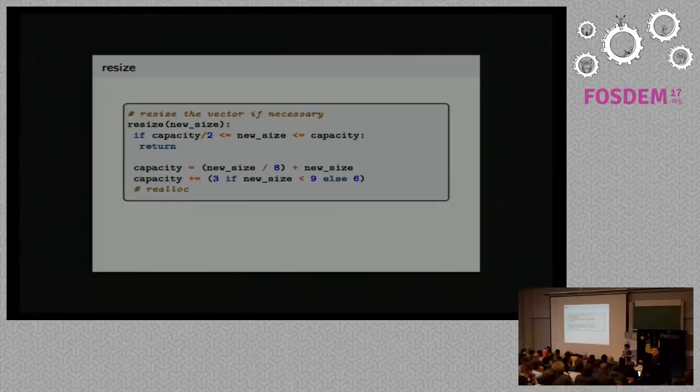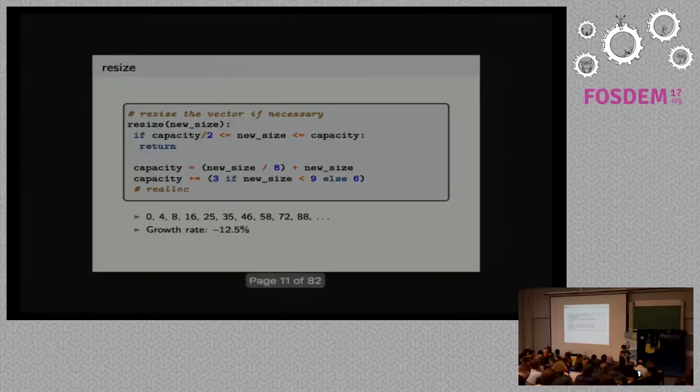The pattern that this capacity follows is this one: new size over 8, plus the new size, plus some rest. Once we have the new capacity, we call realloc to reallocate the list with the new capacity. This capacity pattern might seem quite weird. It follows 0, 4, 8, 16, etc. But what we can see is that because of the new size over 8, the growth rate is about 12.5% when the list grows beyond a certain number of items.